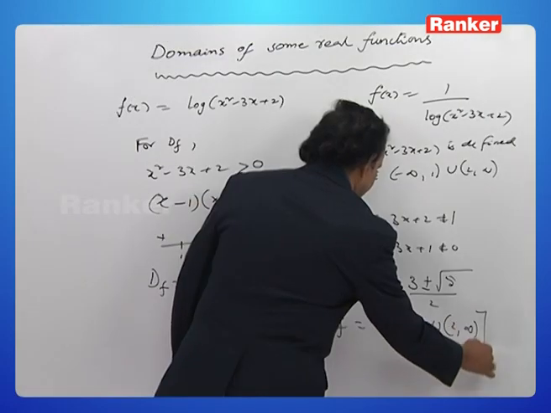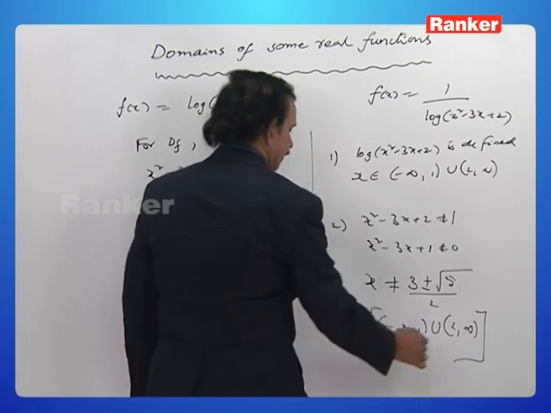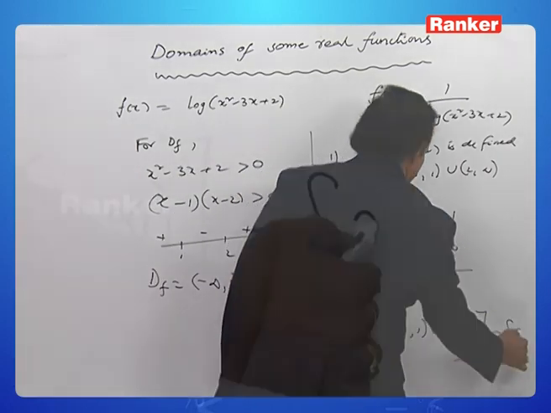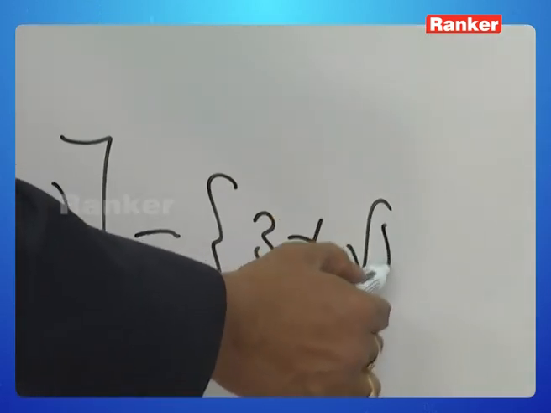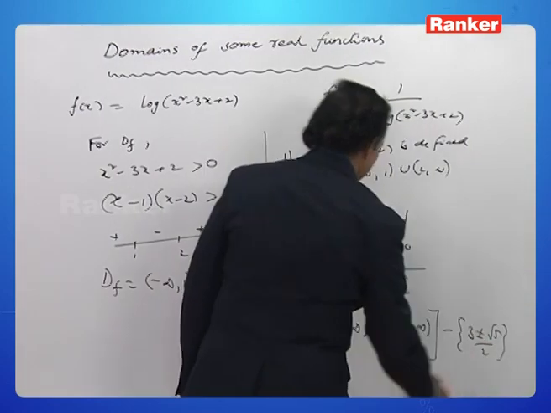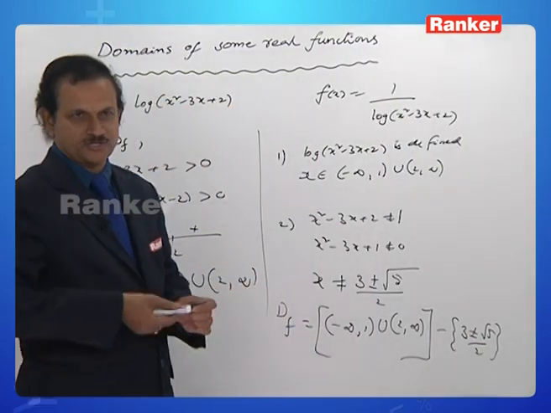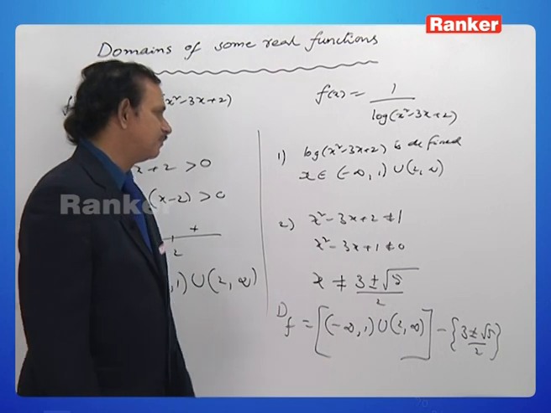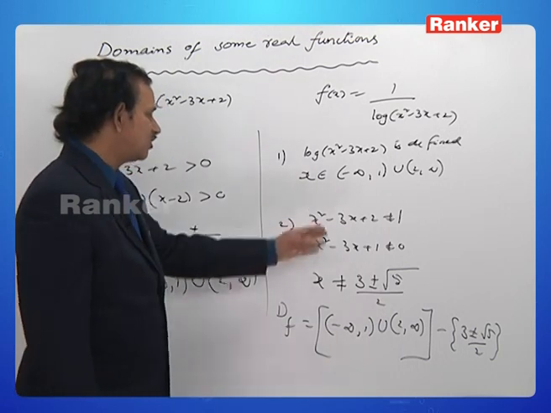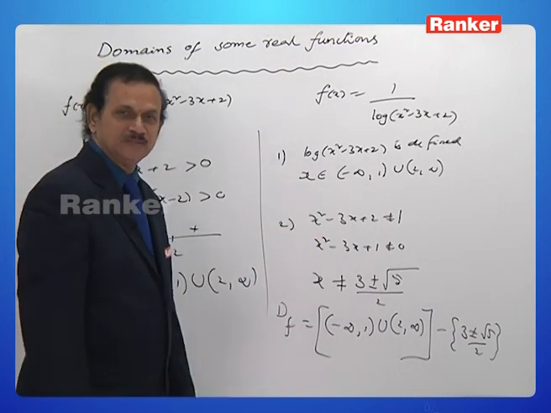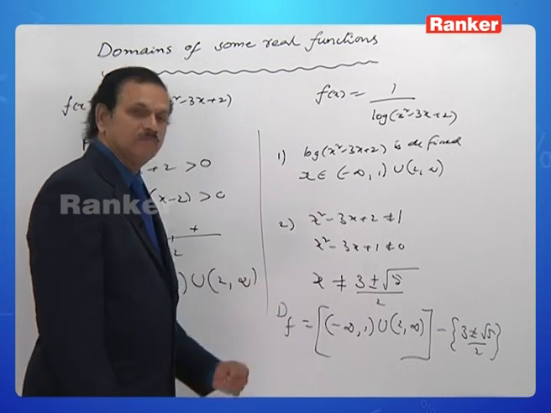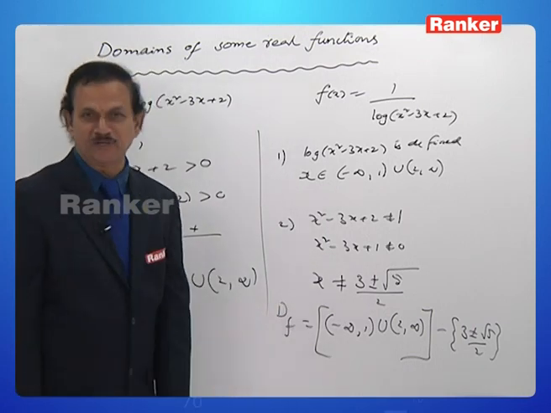from this big set, minus 3 plus or minus root 5 by 2. That is the domain of the function. These two precautions clubbed together take this form as the domain of the function.